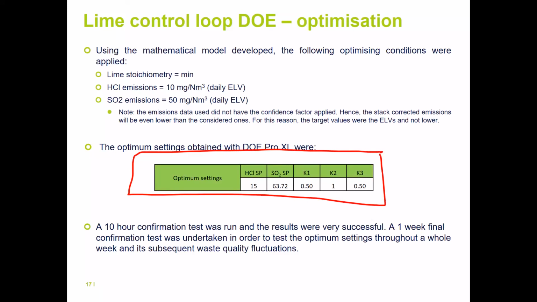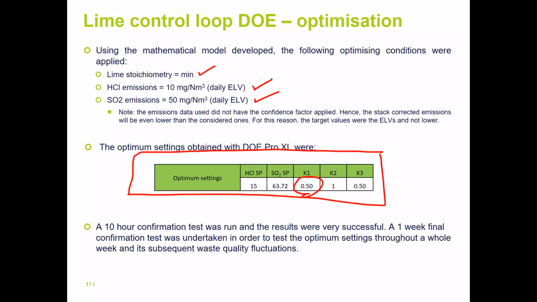Okay, so here are the requests, by the way, to the models. We want stoichiometry to be at a minimum, HCl to be less than 10 milligrams, SO2 to be less than 50 milligrams. That was the request, and the computer came back and said the sweet spot sits right here. 15, 63.7. The K1 is locked at 0.5. That was the one we just looked at to minimize standard deviation. K2 is at 1, K3 is at 0.5.